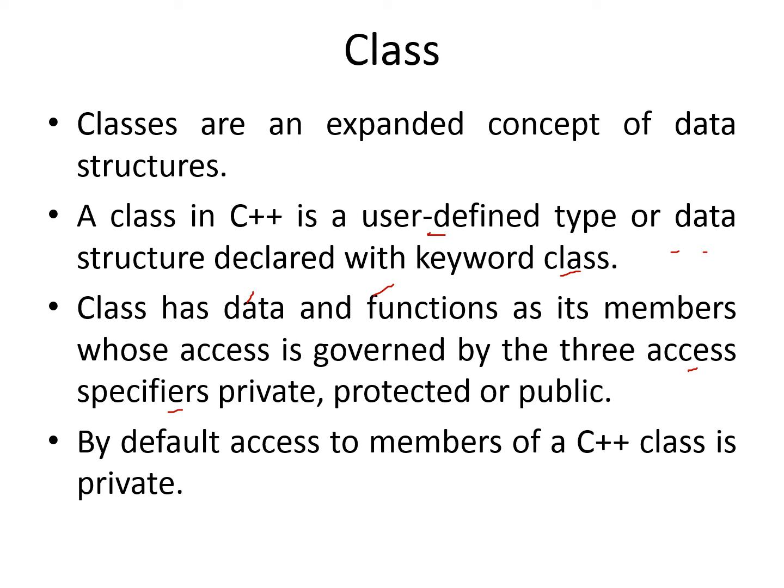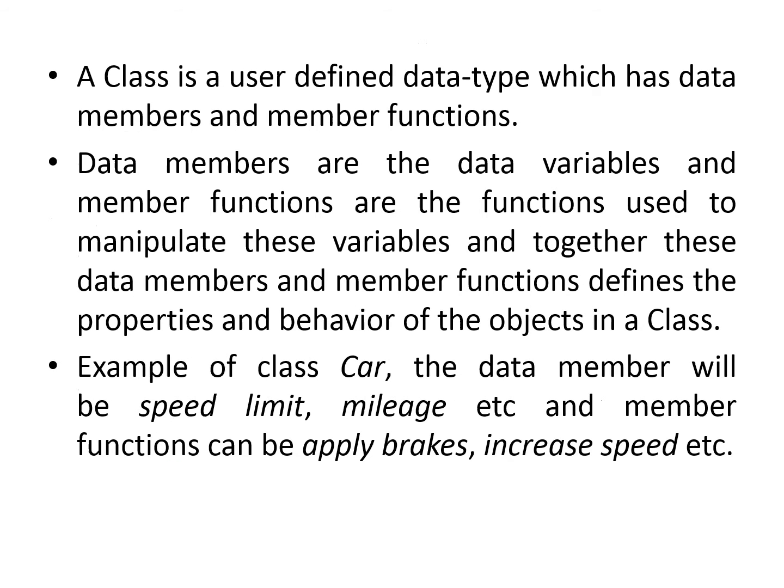The access specifiers can be private, protected, or public. If you have not specified any access specifier, then it will be taken as private. That's the default access specifier used: private. The class is explained again over here. A class is a user-defined data type and it includes data members and member functions.